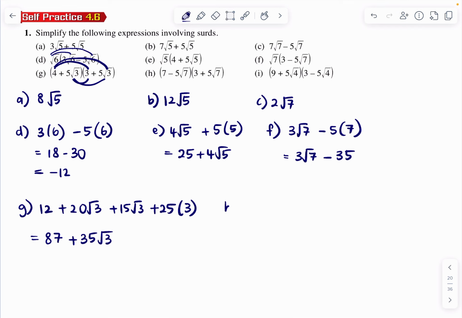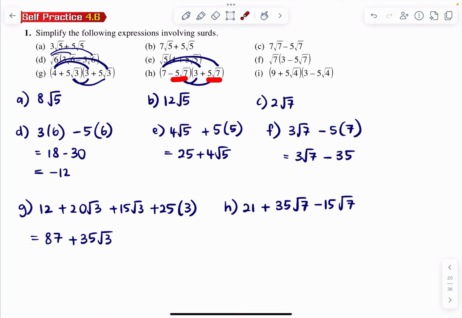Okay, H. Same thing. We expand the 7 first. So 7 times 3 is 21. 7 times 5 surd 7. So 7 times 5 is 35 surd 7. Then we expand this one. So this times 3 will get negative 15 surd 7. We just times the 5 and the 3.